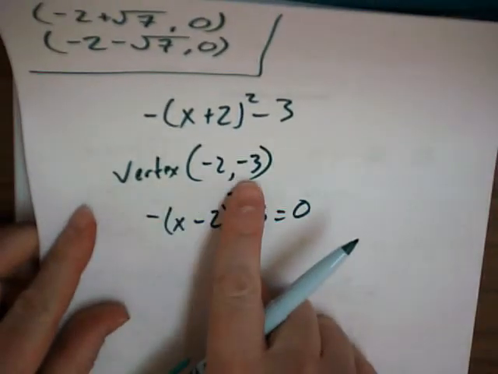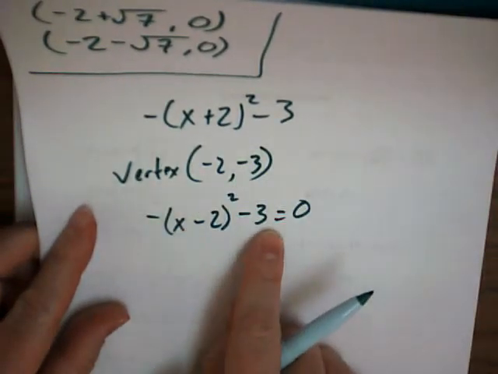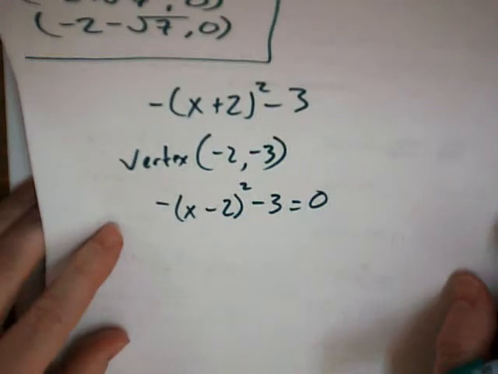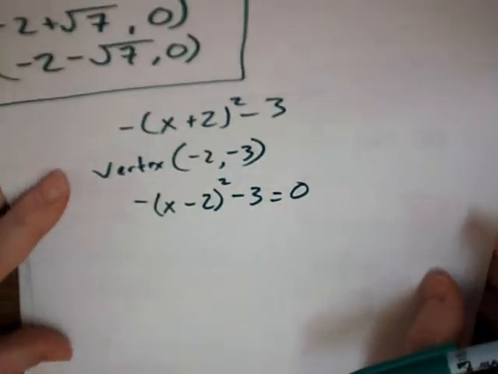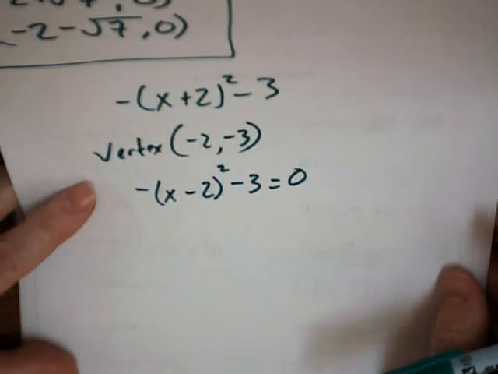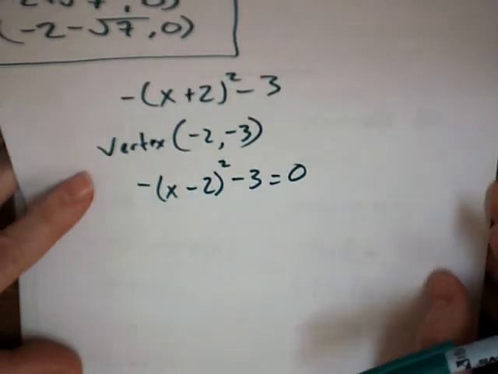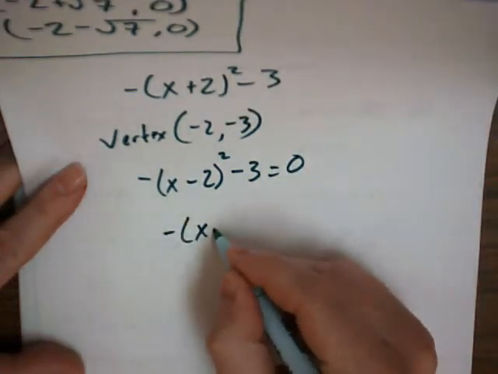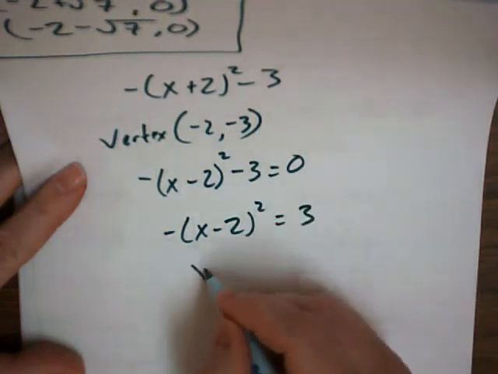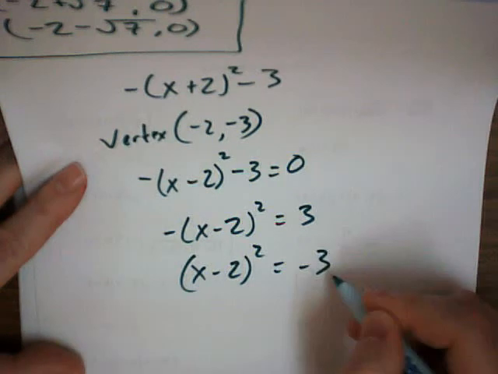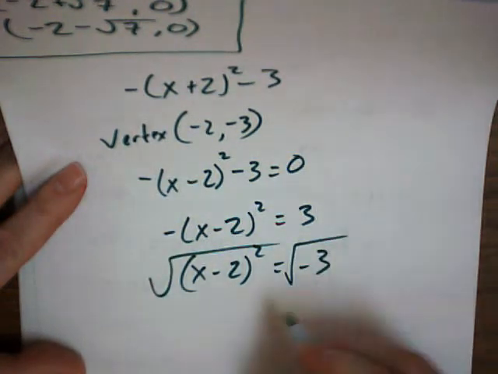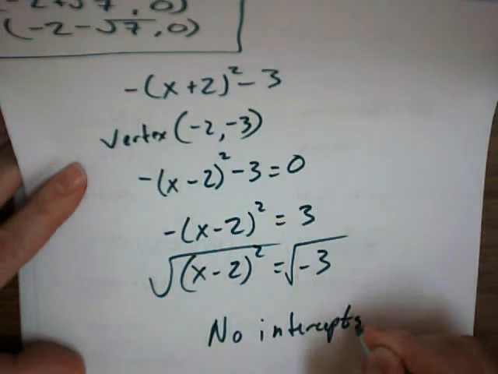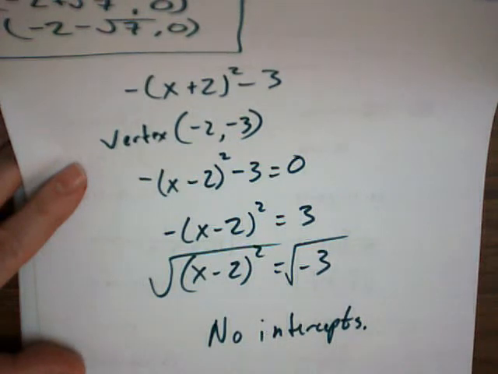Well, there might be non-real answers. There's x-intercepts. Actually, there's not any x-intercepts. If it asked what the zeros were, then you'd have zeros. If you move the 3 over, you're going to take a square root of that negative 3, and that's not possible. So no intercepts. So that would be how you would show your work to say there's no intercepts.